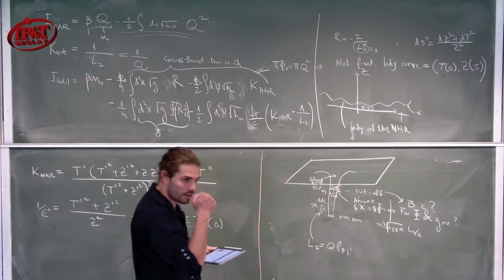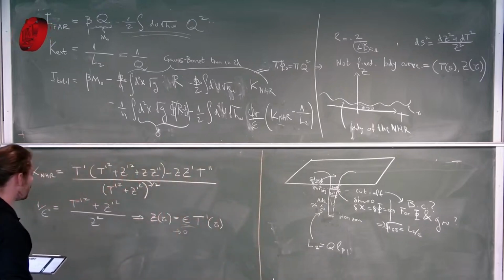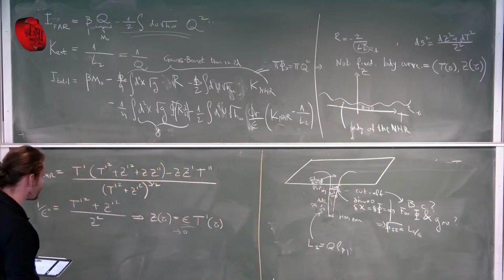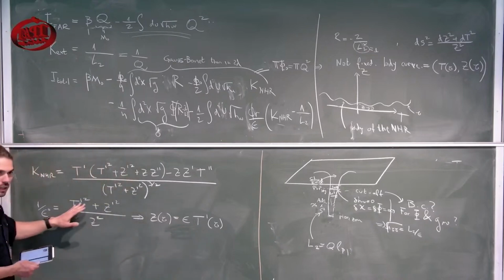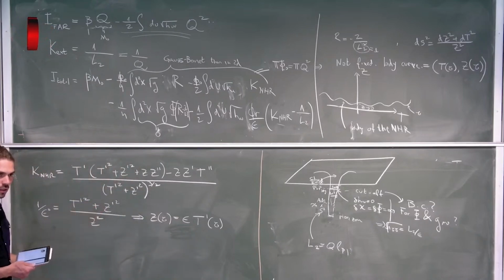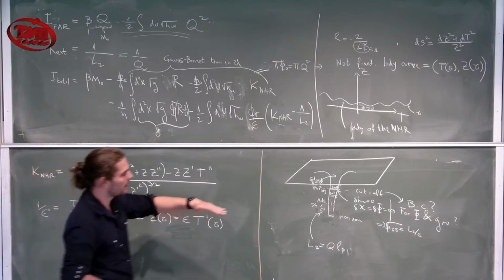What is the length as opposed to? I mean, that quantity is a local quantity, T prime squared plus Z prime squared over Z squared. That's a local quantity which depends on tau. Yes, but epsilon doesn't depend on tau. We set epsilon by hand, right? Yeah, we set epsilon, the scale of the boundary metric. It's the scale that sets the cutoff.